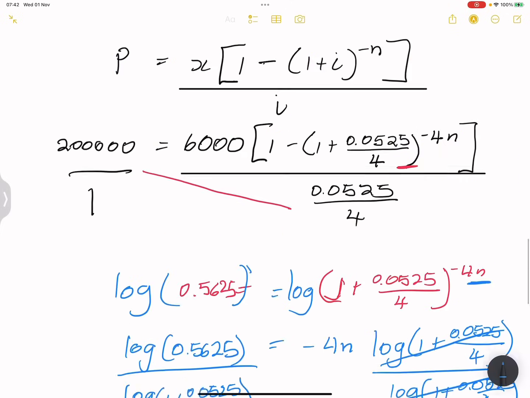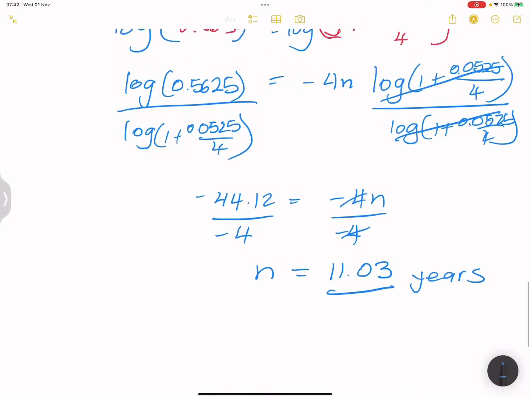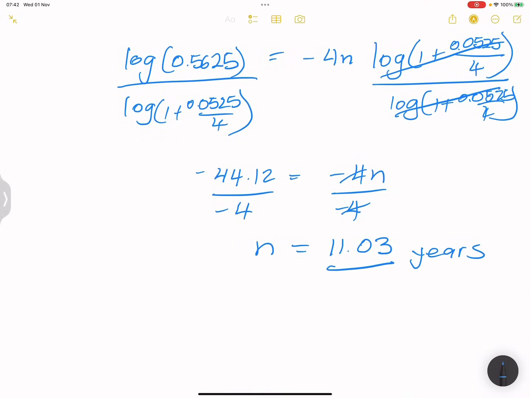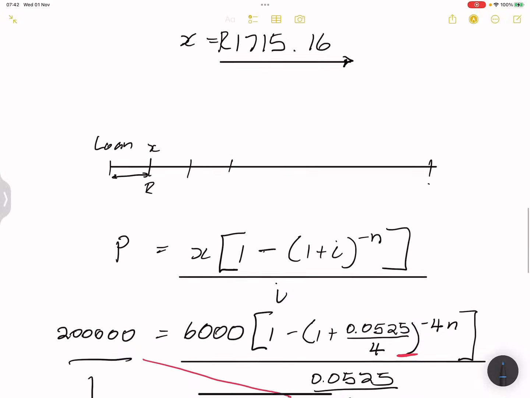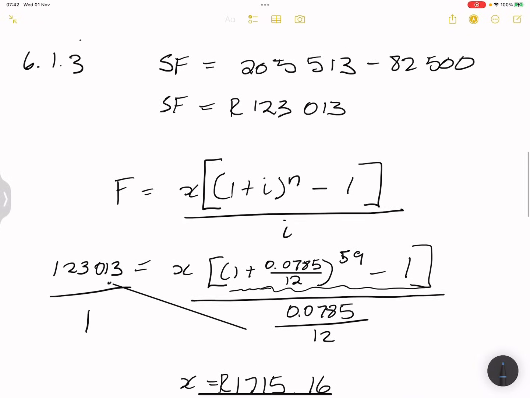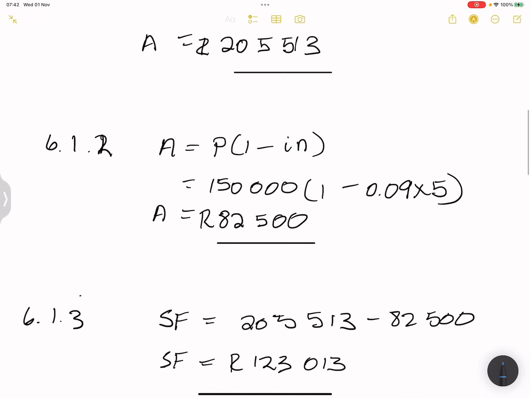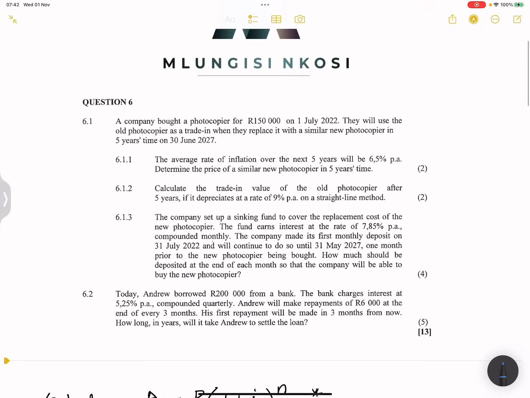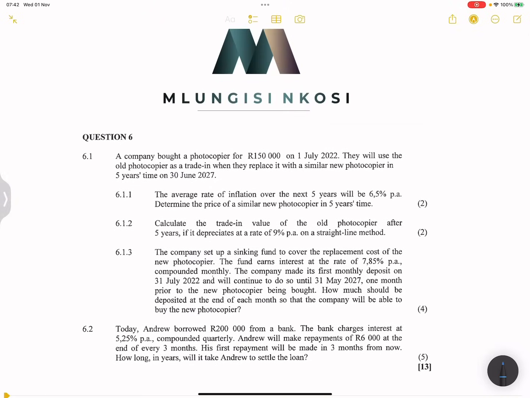I hope that is quite clear, ladies and gents. And then please, when it comes to the mathematics here, please get used to working on your calculator.